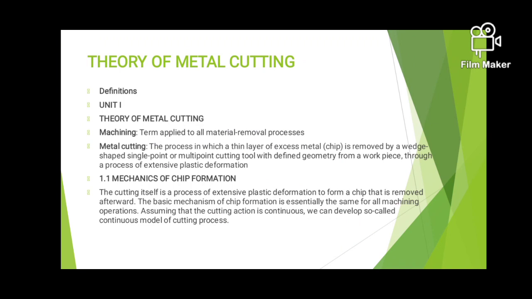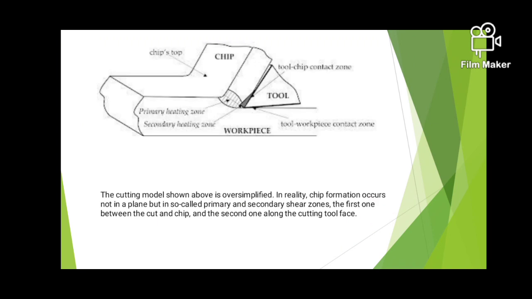The basic mechanism of chip formation is essentially the same for all machining operations. Assuming that the cutting action is continuous, we can develop a so-called continuous model of cutting processes. The cutting model shown above is oversimplified. In reality, chip formation occurs not in a plane but in so-called primary and secondary shear zones. The first one is between the workpiece and the cut-off chip, and the second one is along the cutting tool face.